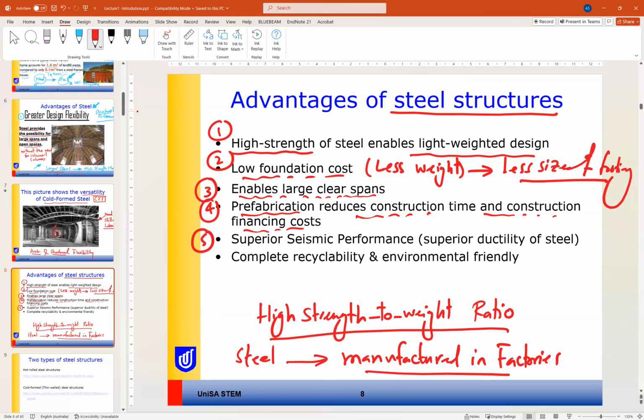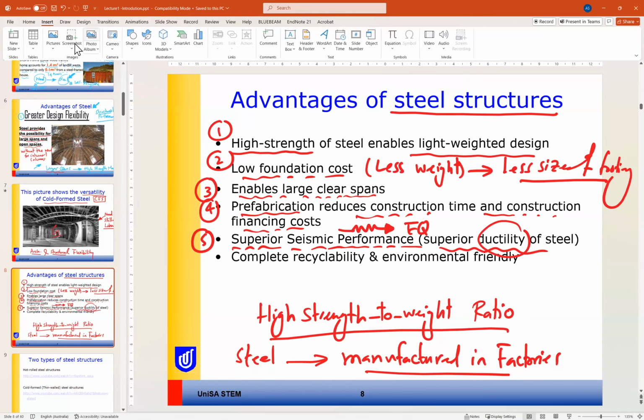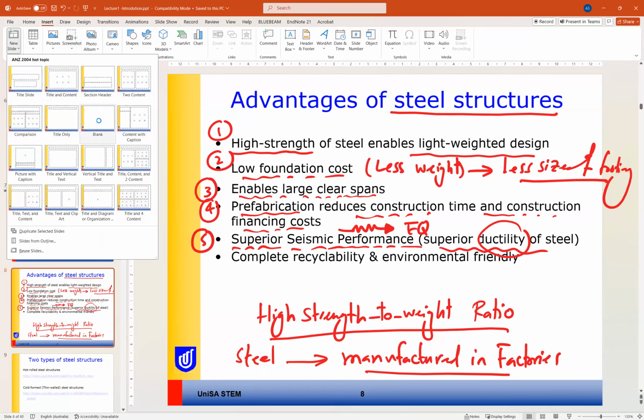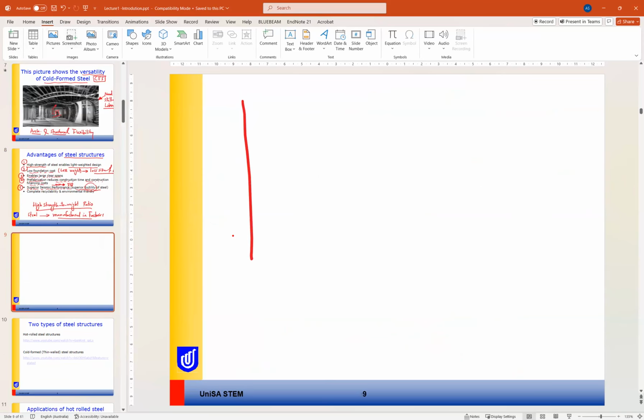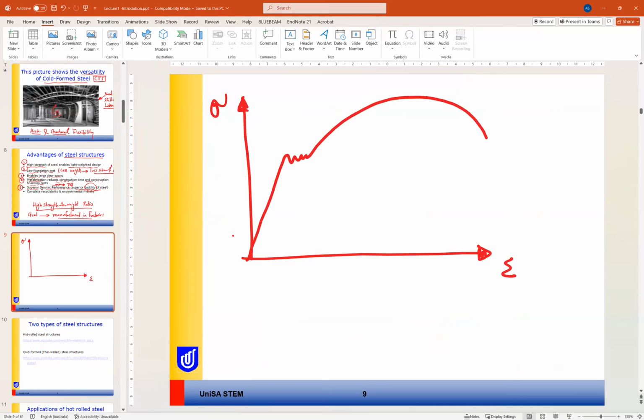Number five is superior seismic performance in earthquake events. So in earthquake events, the steel has superior seismic performance compared to other material due to the ductility of steel. As you know, steel is more ductile than any other material. So if we have the stress strain curve for steel, so this is a stress strain curve for steel.